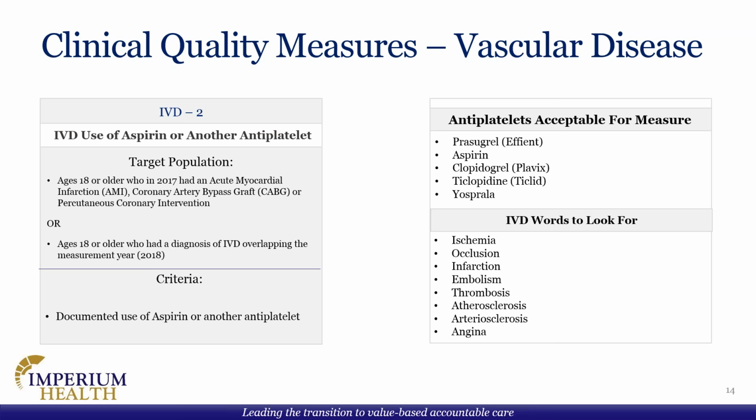A few keywords to pay attention for in the clinical quality measure for vascular disease are aspirin use, Yosprala, or words like ischemia, occlusion, infarction, embolism, angina. Paying attention to those words can make such a difference in terms of identifying the patients that have vascular disease and ensuring that we're able to meet it. Again, if we do not have documentation for any of those conditions during the year, the patient could potentially be an exclusion for the measure.